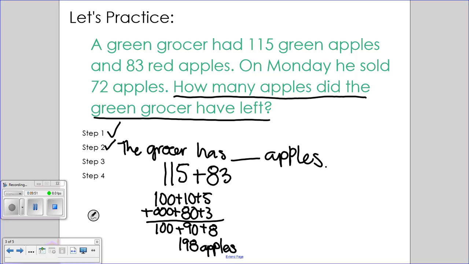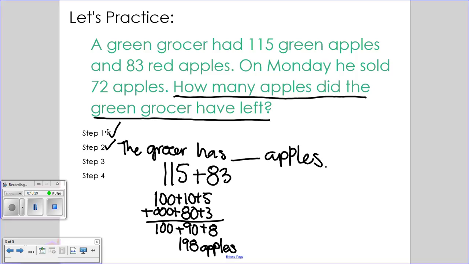Are we good? Am I done? No. He has 198 apples. Put your number and the green grocer has 9 apples. Okay, so he has 198 apples. Is that correct? Are we done? No, there is another part to this.